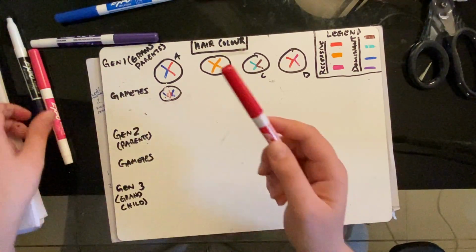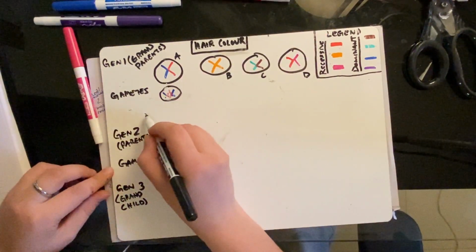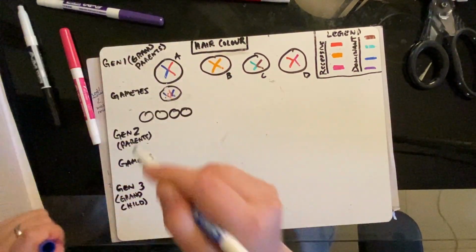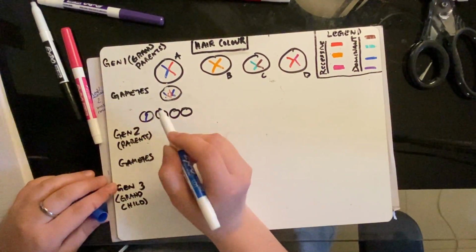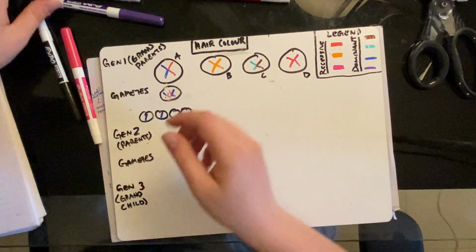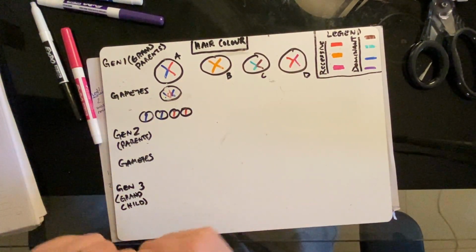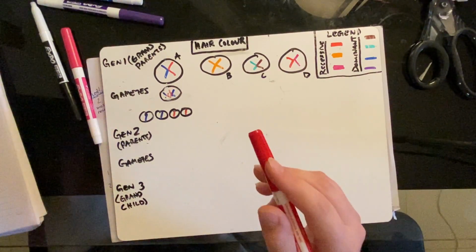I'm going to skip that step and just go straight to the gamete step. So we got 1, 2, 3, 4. And 2 of them are going to have a chromatid for blue hair, and 2 of them are going to have chromatids for red hair. Now, I might run out of space, but this is fine.